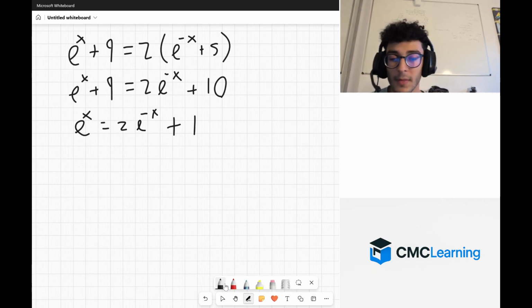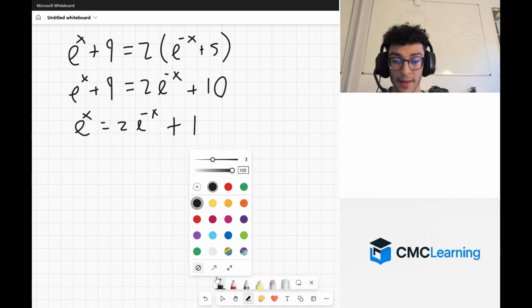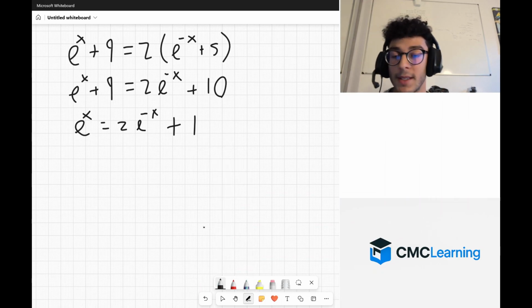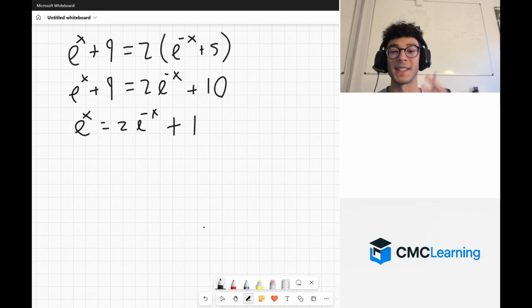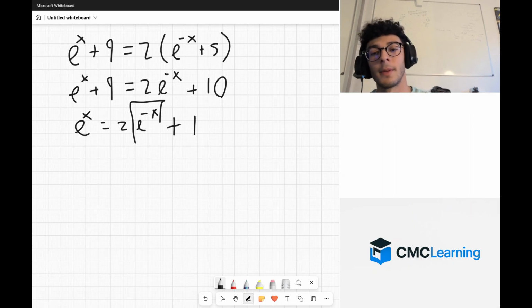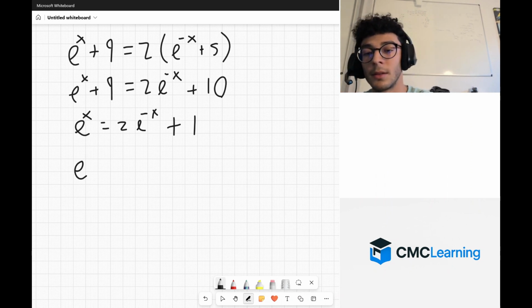This is something mostly referred to as a hidden quadratic, which any A-level students out there should probably be quite familiar with. Essentially what we have is a quadratic that hasn't yet shown itself. The best way to see it is to rewrite that exponent, and let's see if it takes a familiar form.